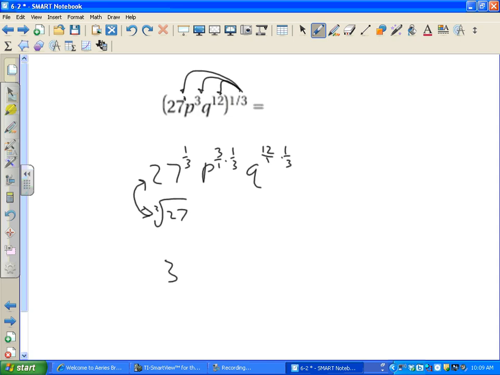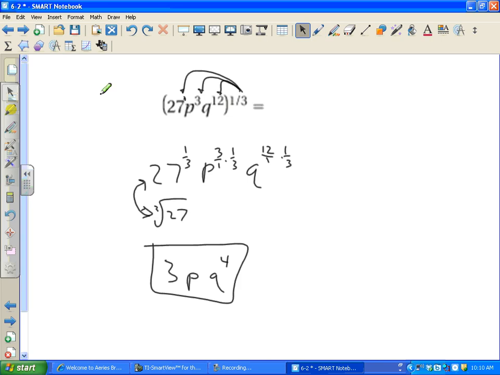Next up, looking at my p, that's 3 over 1 times 1/3. 3 over 1 times 1/3 is just going to be p to the 1. I'm not going to put an exponent on that. Hopefully you agree, q to the 12 over 1 times 1/3 is 12 over 3. So that's going to be 3pq to the 4. That's actually my answer to this problem. That is one way to solve this problem, distributing and taking fractional exponents.